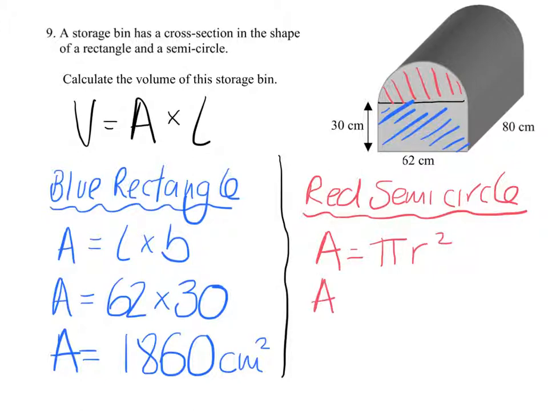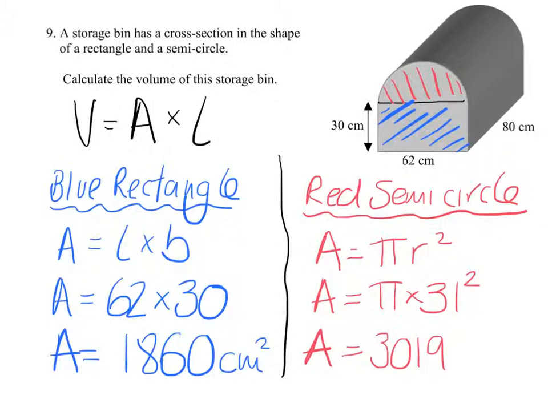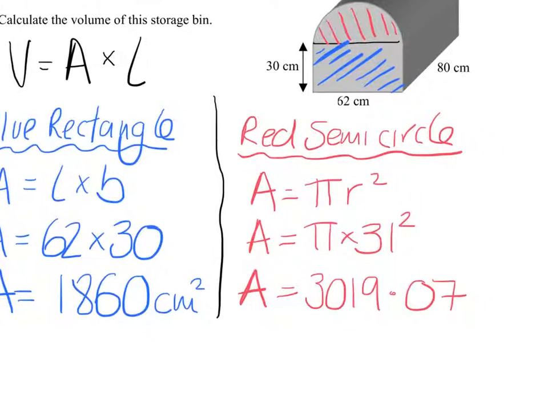So that's area equals pi multiplied by 31 squared, divided by 2. Using our calculator here, we get an answer of 3019 with several decimal places. We'll round to 2 decimal places at this point because we're not quite finished yet. So that's 3019.07. And again, that's square centimetres.